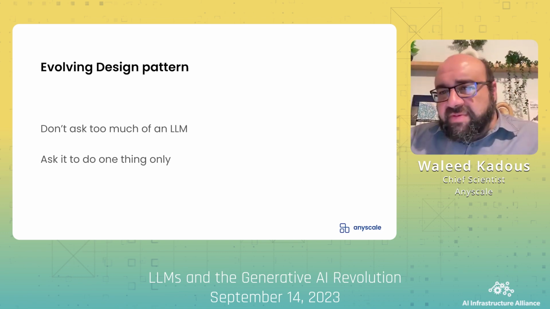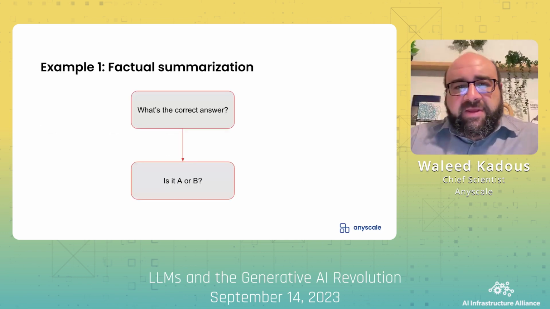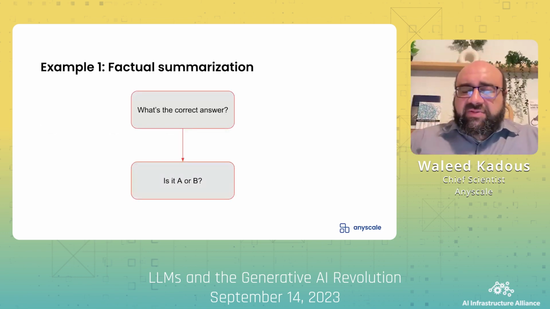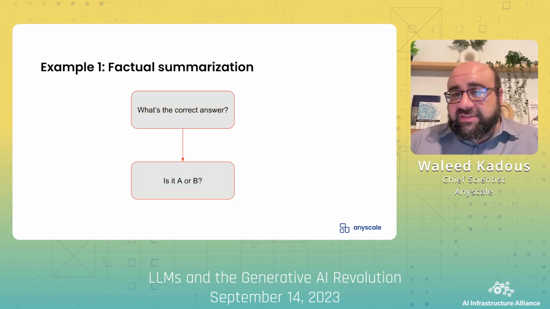So remember back to the example I gave you about, is it A or B? We found that the best way to do that is to give the LLM the space to decide what the correct answer is first, and then to extract from that answer whether that was A or B. So now we've chained together two different LLMs.